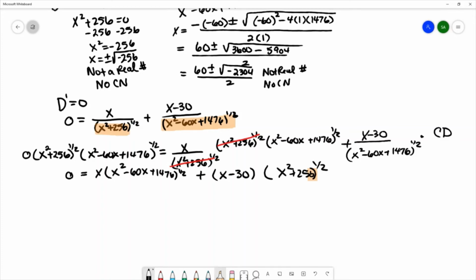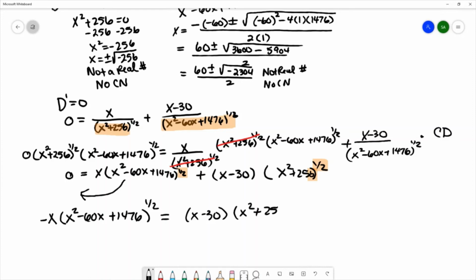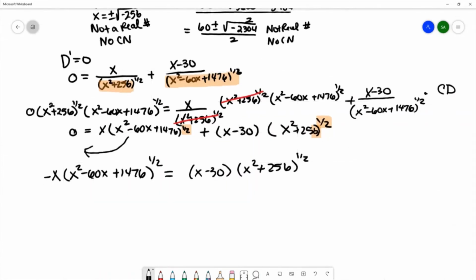So from here, because we have parts of this equation that are raised to the 1/2 power, we need to get rid of those. So I'm going to move one term to the other side of the equation. That would be negative x times (x squared minus 60x plus 1,476) to the 1/2 power equals x minus 30 times (x squared plus 256) to the 1/2 power. And then we're going to square both sides, and that's going to get rid of these 1/2 powers. So I'm going to square the left-hand side.